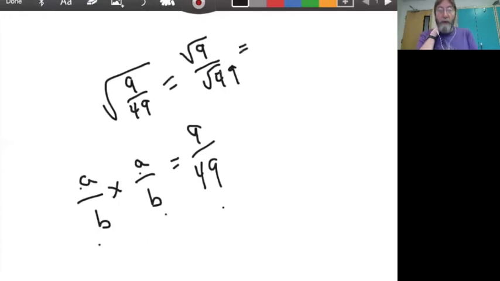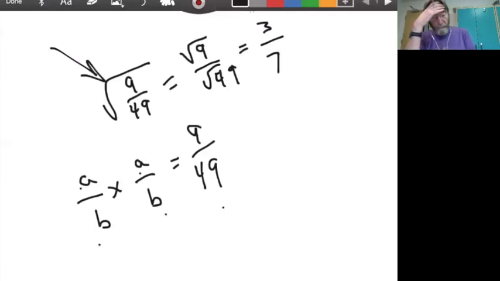We know that the square root of 9 is 3, and the square root of 49 is 7. So when we see a fraction underneath that radical sign, we can split up this numerator and denominator and look at it as the square root of the numerator over the square root of the denominator.